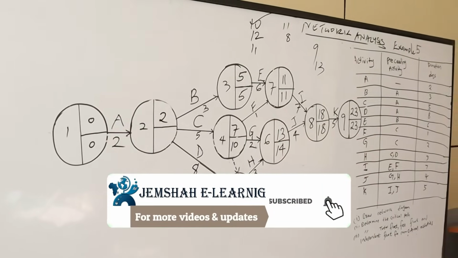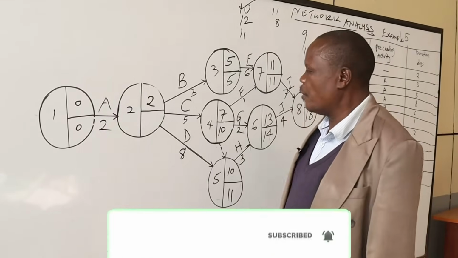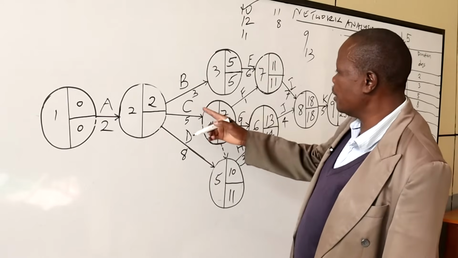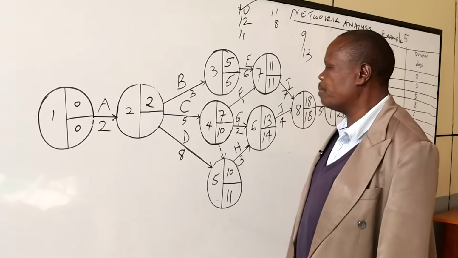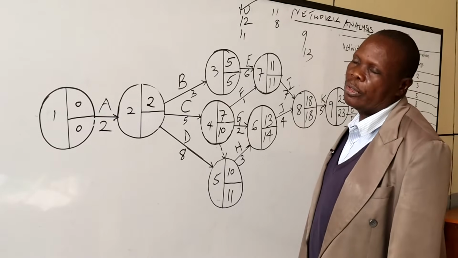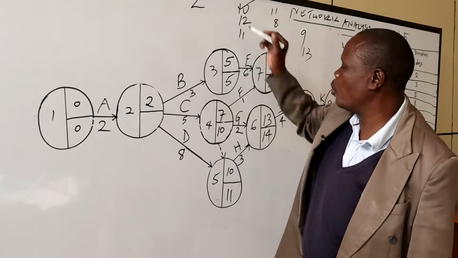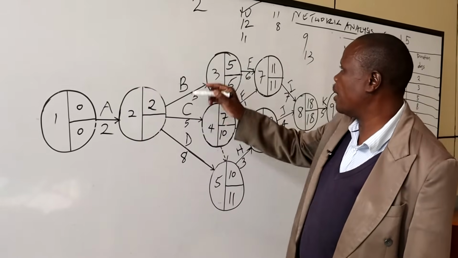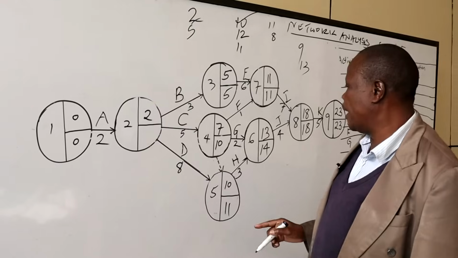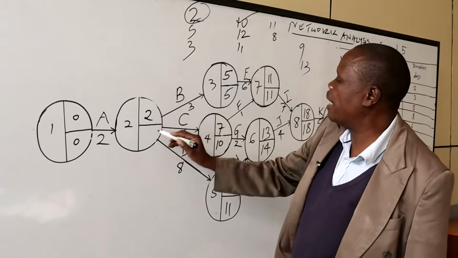Now we are left with this node. So we are going to consider what happens in each path. There are three paths here. And we'll subtract and pick the minimum duration. 5 minus 3 is 2. 10 minus 5, that is 5. Then 11 minus 8, that is 3. The minimum is 2.